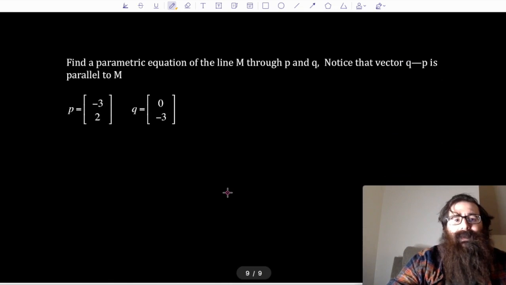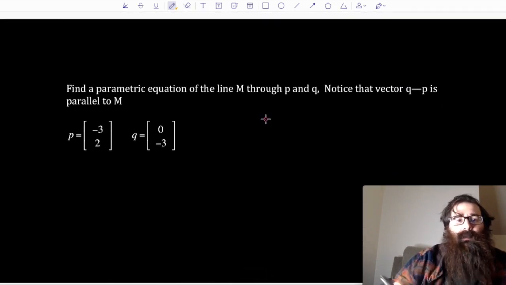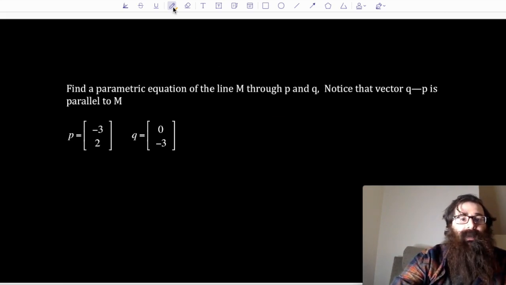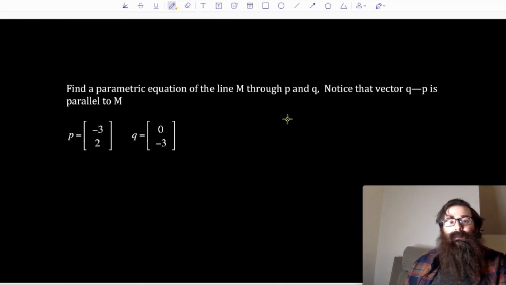Let's take a look at one last example, and then, hey, we're going to get out of here. So I want to find a parametric equation of the line m through vectors p and q. And we get a little hint here. Notice that the vector q minus p is parallel to that line m. I think a fair question is how or why. Let me try to give you some visual sense here.